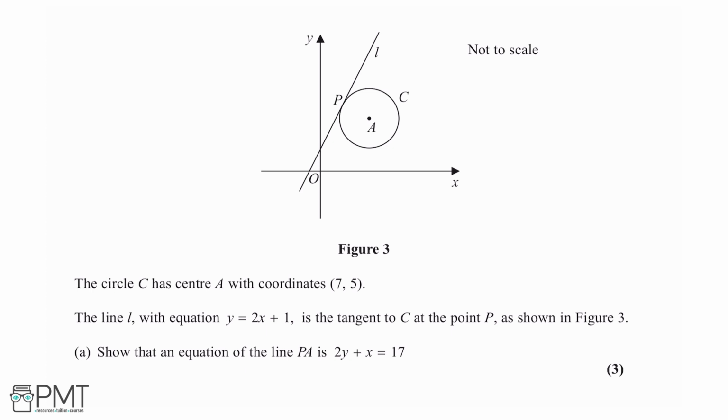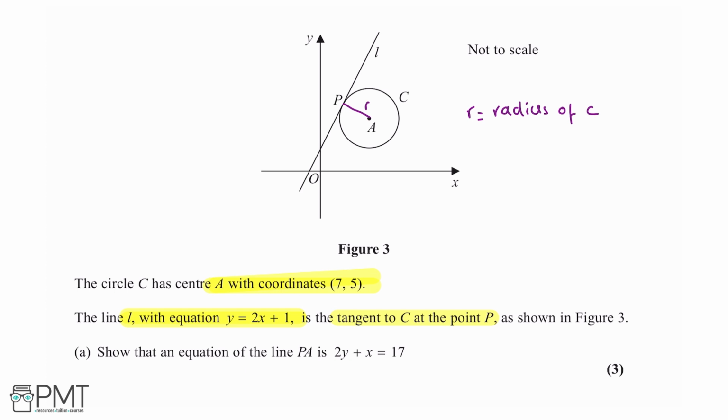The circle has centre A with coordinates 7, 5, so that is a key piece of information. I'm going to highlight the equation of L, which is y equals 2x plus 1, and I'm also going to highlight that it is a tangent to C at point P. Okay, so first we are told that the line L is a tangent to C. And the reason why this is an important part is because if we were to annotate our diagram and draw a line from P to A, this line is a radius of circle C.